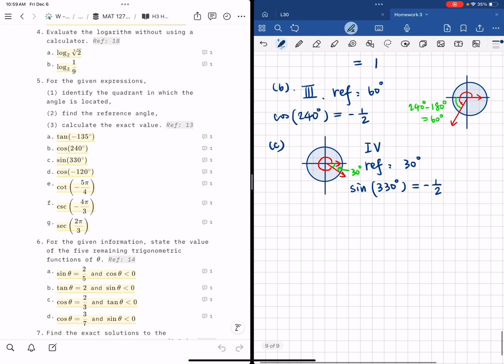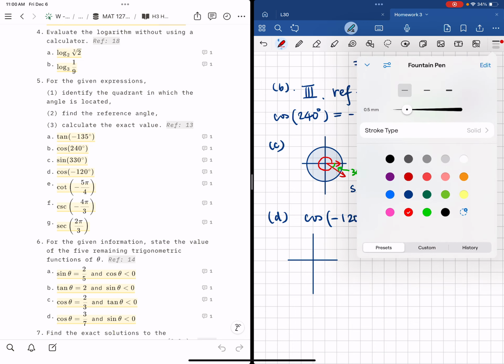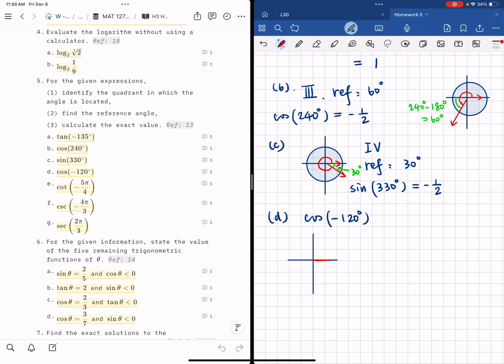Okay, part D, cosine of negative 120. So let's do a graph. And this time, I'm not going to change it to a positive angle. I'm just going to go clockwise to show you that you could still do it without changing it. Starting with the initial side, and then you're going to go clockwise. This will be 90 degrees, and you're going to go 30 more. So approximately right here.